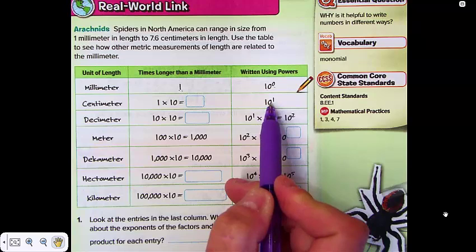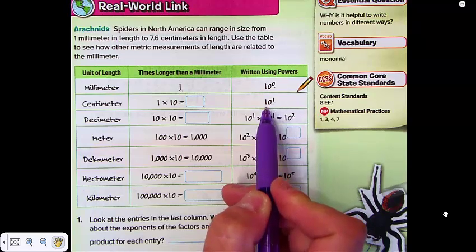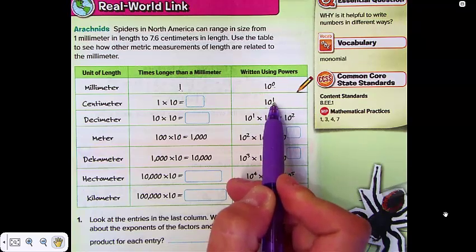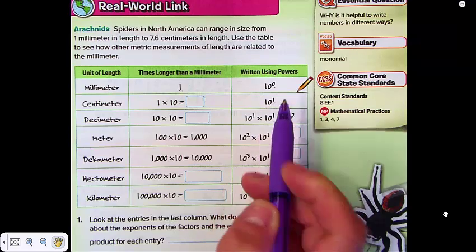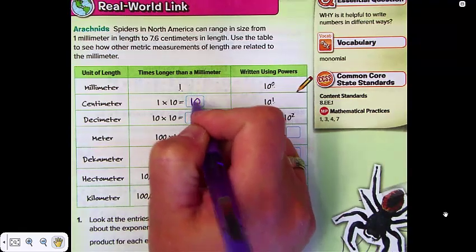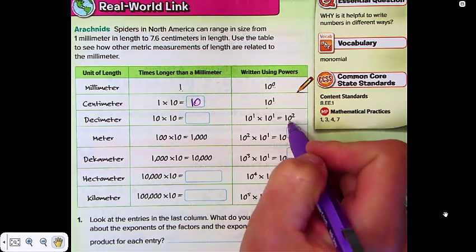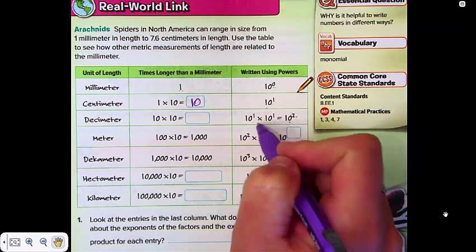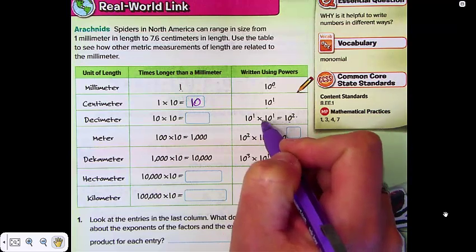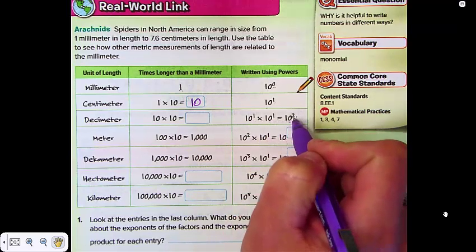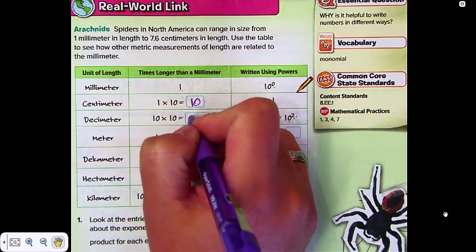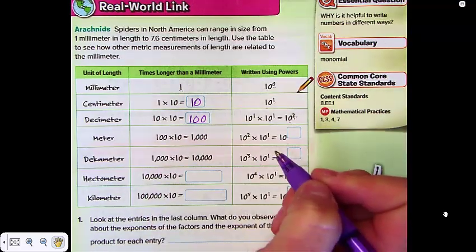Down here we have 10 to the first power. That means that we have 1 ten. And 1 ten is the same as 10 because I only have one of them. 10 squared means that I have 10 times 10, or I have two 10s multiplied together. And 10 times 10 is 100.